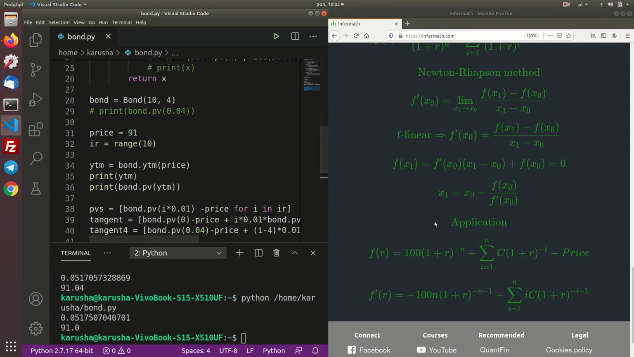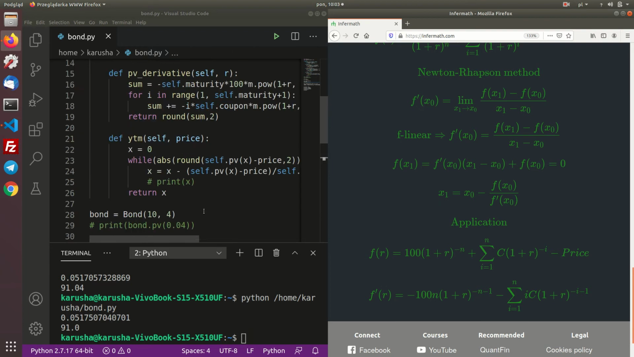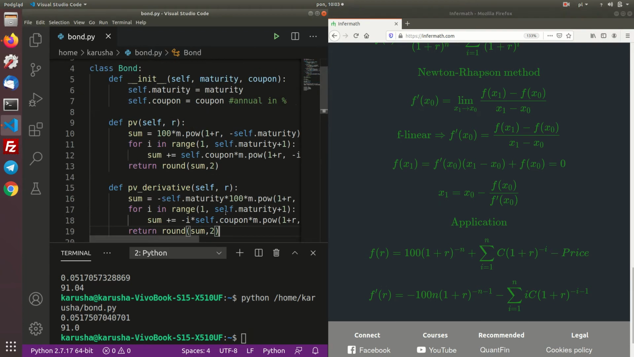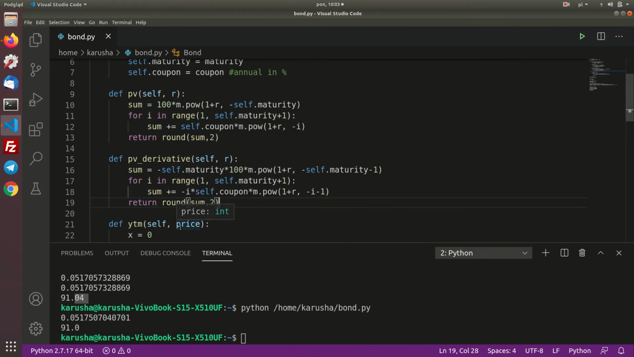So the thing is that the PV of this bond function can get more complicated, and the question is, what can we do then? Are we going to calculate the derivative of a more complicated function? Well, there's actually another solution, and that is what we could do instead. We could simply calculate a numerical derivative. Okay, let's do just that to see if this works as well.